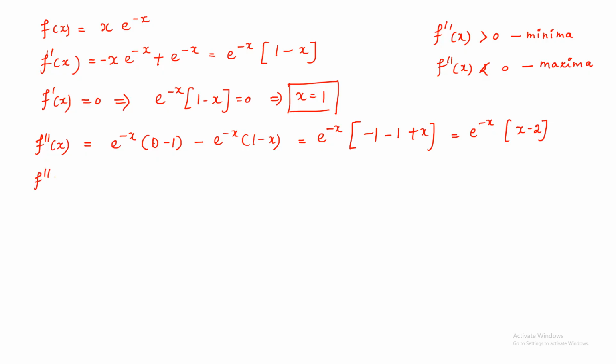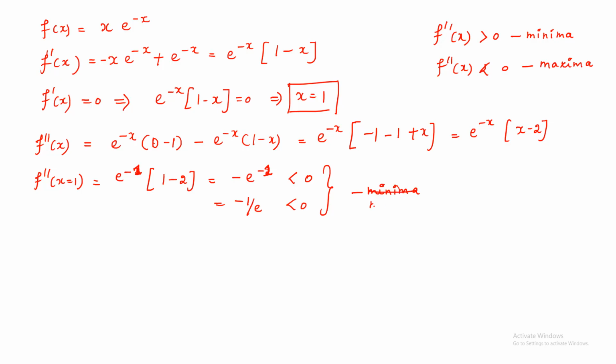Now let's just substitute x is equal to 1 in the second derivative, and e power minus 1 times 1 minus 2, then we will get minus e power minus 1. Sorry, this is e power minus 1, which is minus 1 by e, which will be less than 0. So the function will have maxima.